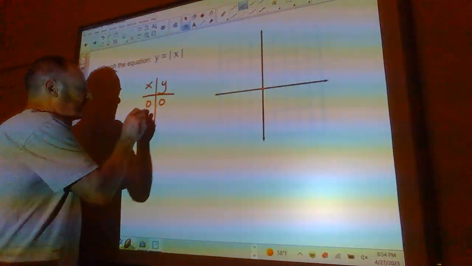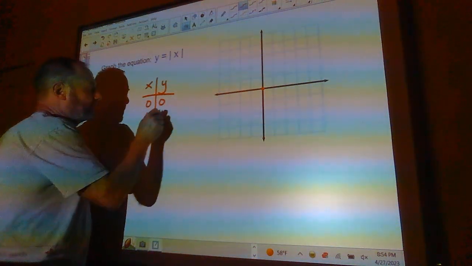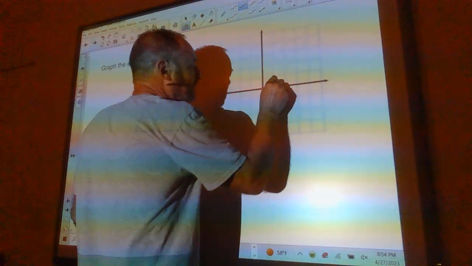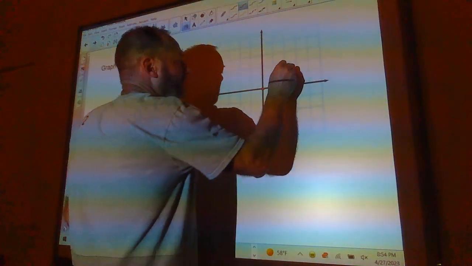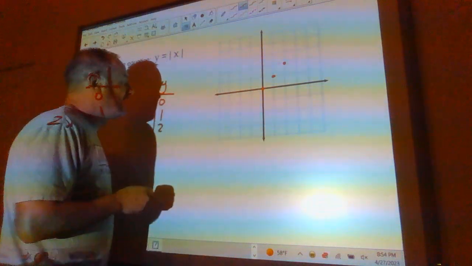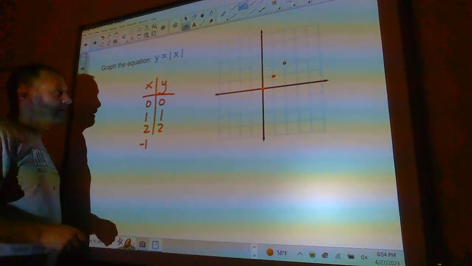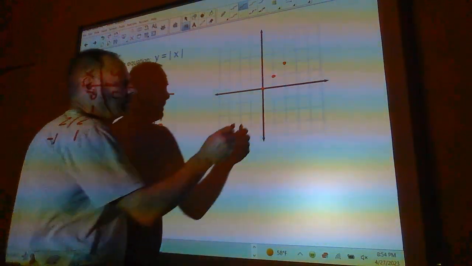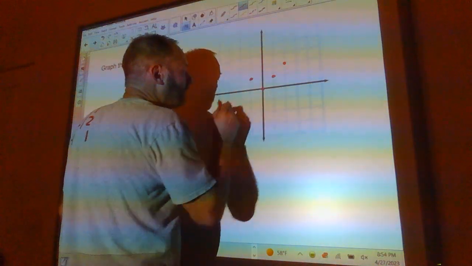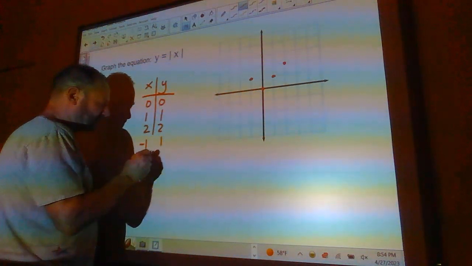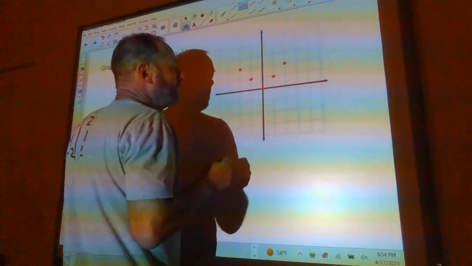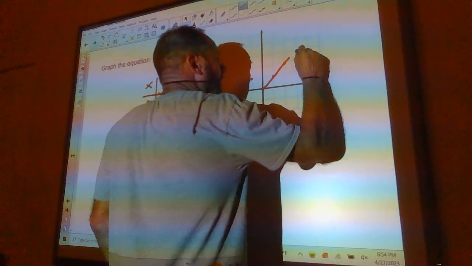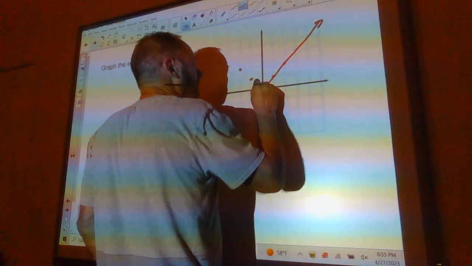Let's try some positive numbers like 1. Absolute value of 1 is 1. That's going to be 1, 1. Absolute value of 2 is 2. That's going to go right here. Okay, let's try some negative numbers. Absolute value of negative 1 is 1. So negative 1, 1 will be on the graph. Absolute value of negative 2 is 2. That's going to be right here. So my graph is going to look like this.